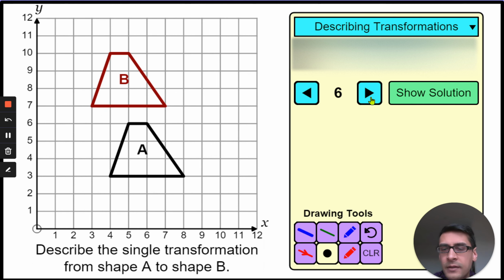Okay, final example in this part here. Describe the transformation from A to B. So it looks like it hasn't been enlarged, it hasn't been rotated or reflected, it's just been translated. It's moved from A to B. So find the corresponding vertices and then figure out, okay, well, we're going 1 unit to the left and 4 units up. So it's going to be -1 over 4 is your vector.